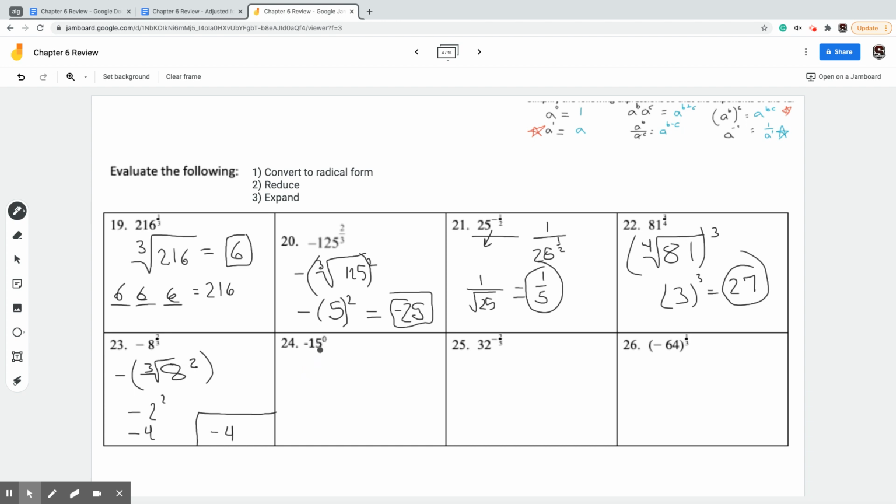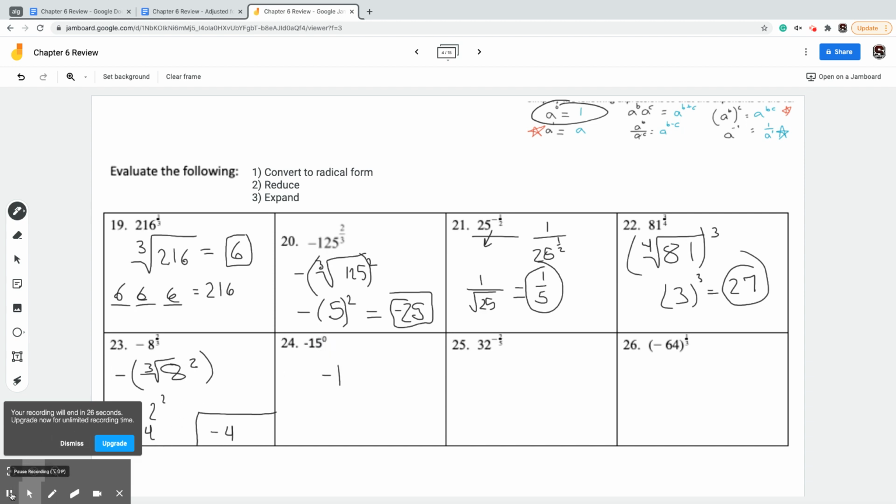Now, this is a gift. Anytime you see a 0 exponent, oh, thank your lucky stars. A 0 exponent goes away, becomes a 1. That's what this says up here. So the question is, is it negative 15 to the 0 or negative 15 all raised to 0? And the answer depends on whether it includes the parentheses or not. In this case, it does not, so the answer is negative 1.